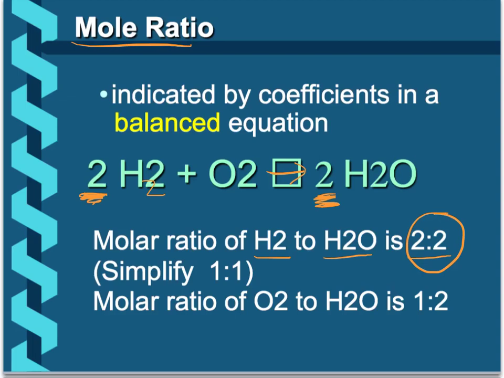Now, if we were to look for the mole ratio of oxygen to water, well, even though it's not written here, remember there's like an imaginary 1 here. So our ratio of oxygen to water is going to be 1-to-2, and that's because I have the 1 here and the 2 here in front of the water. So the mole ratio of oxygen to water is 1-to-2.